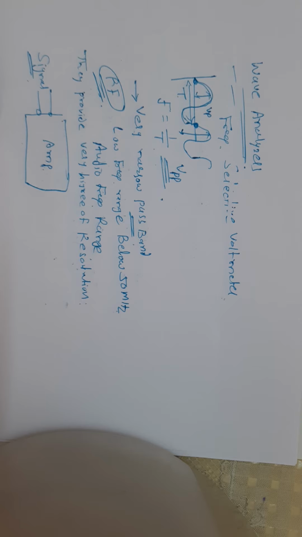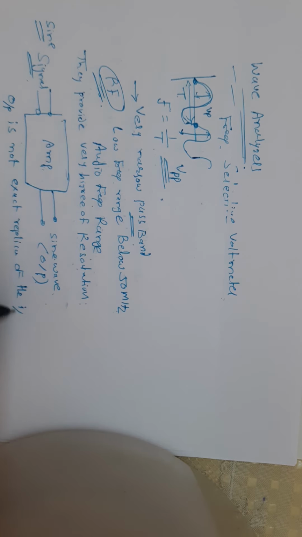So when a sinusoidal signal is applied to the input of an ideal linear amplifier, it produces a sinusoidal output waveform. So what is your output? Sine wave. Input signal is also sine wave. Output signal, this is your output, is also sine wave. But in most of the cases, output waveform is not exact replica of the input signal. The output is not exact replica of the input.